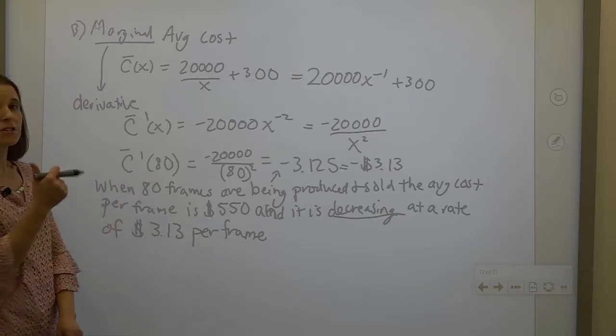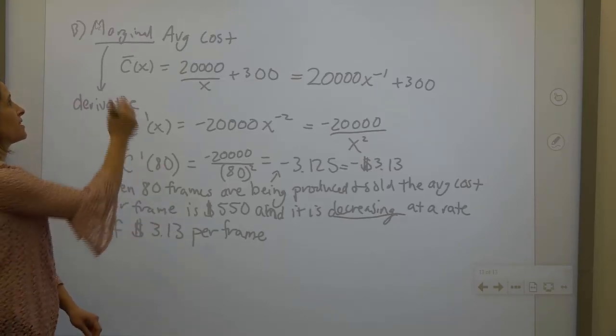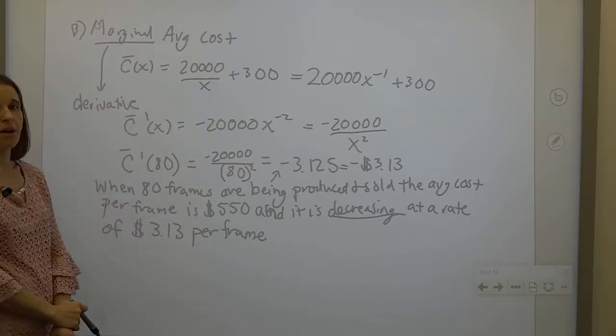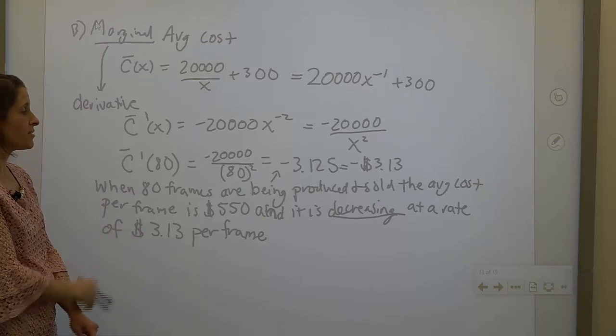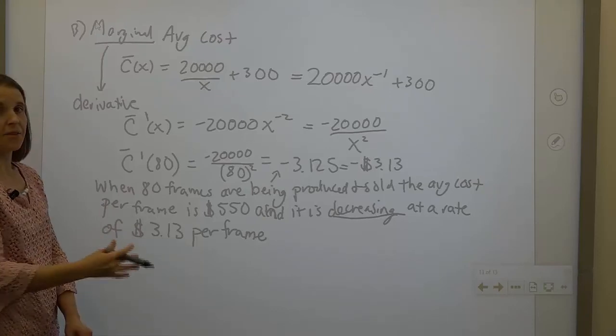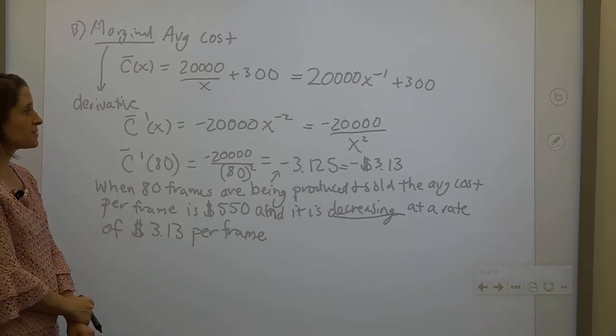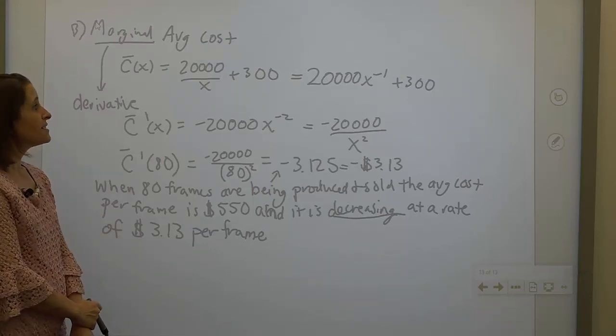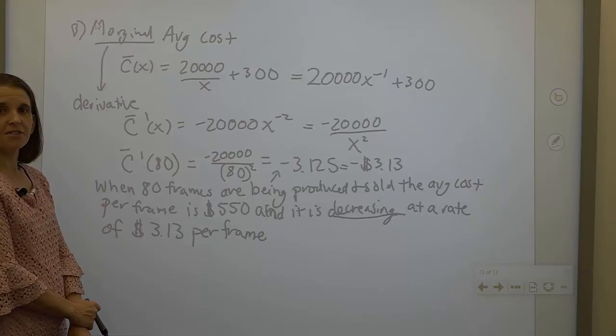But notice we first found the average cost, then did some rewriting and took the derivative when we were asked for marginal average cost. And so it tells us on average how much it is going down now that we're producing more and more of these items. So that is it for marginal analysis. And we will be starting a new chapter next.